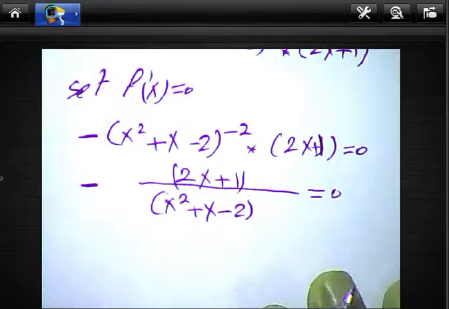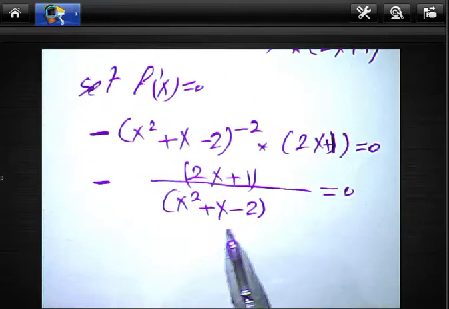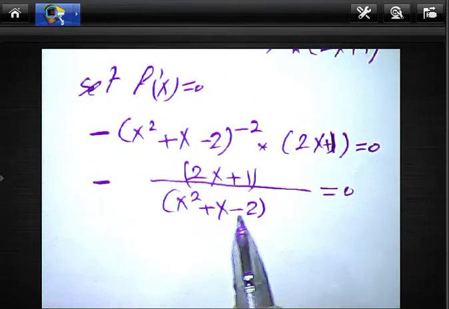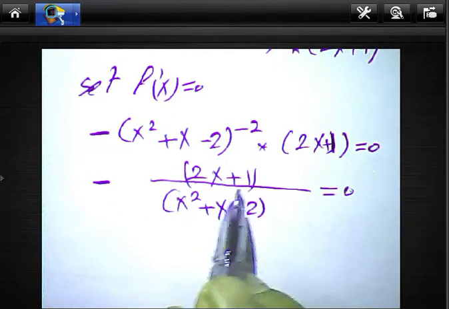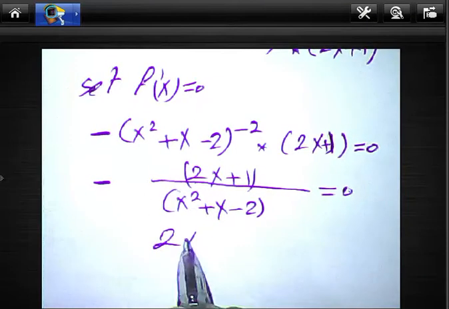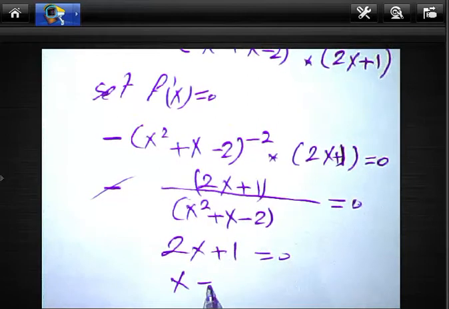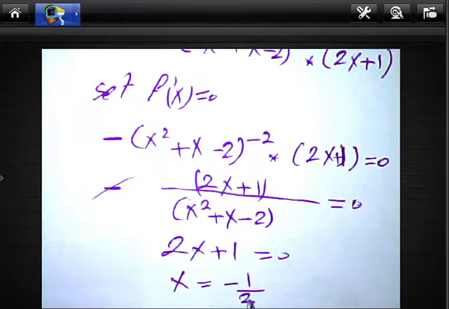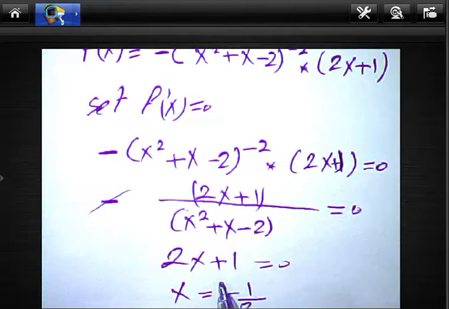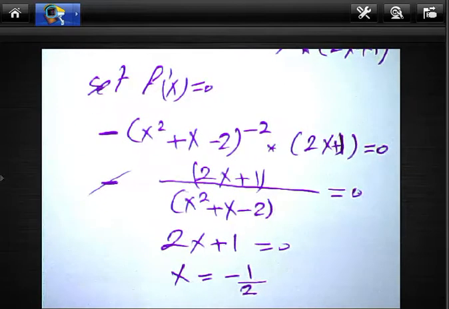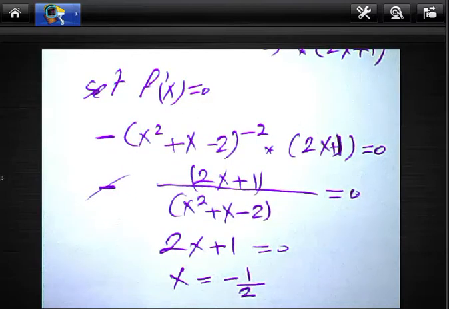We can find the result by multiplication. This expression in the denominator times 0 equals 0. So the result will be 2x plus 1 equals 0. We move 1 from the left-hand side to the right-hand side and divide by the coefficient of x. Then x will be negative 1 over 2. So the result will be negative half.